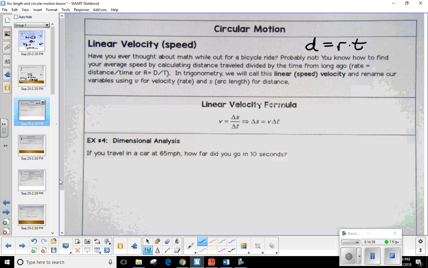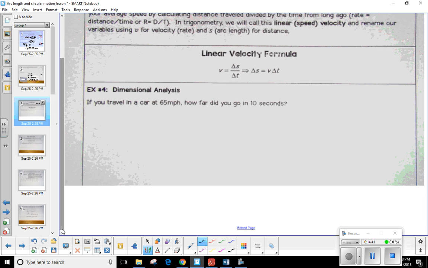Okay, so let's put it all together with a problem. Let's start to see this come together. Example 4. It says, if you travel in a car at 65 miles per hour, how far did you go in 10 seconds?